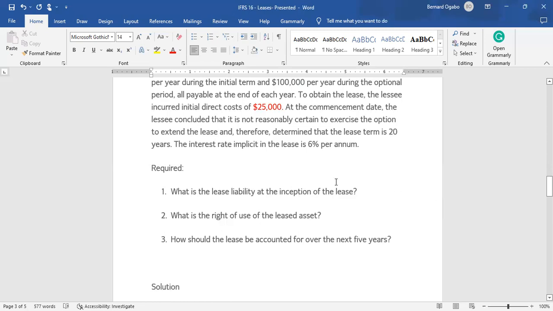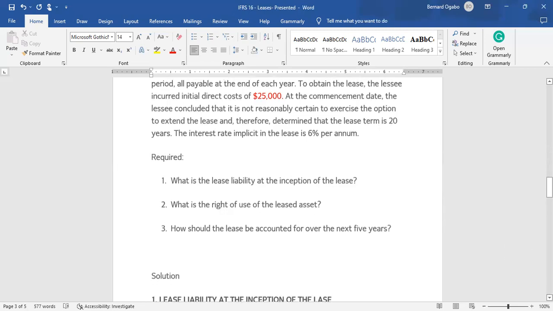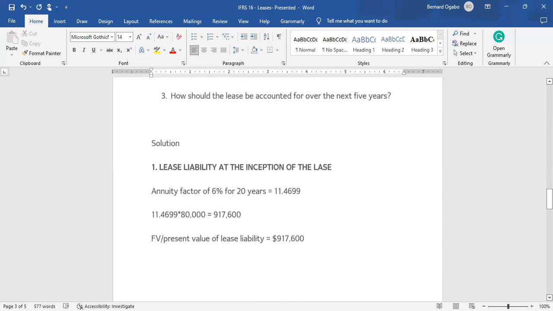So what is the lease liability at the inception of the lease? We have been told that it is the present value of the fixed payment. If you use your discount factor table, because we'll be paying 80,000 per year for 20 years, you go to the cumulative discount factor table and look at 6% in 20 years. The cumulative discount factor for that period is 11.64699. So if you multiply 11.6499 by 80,000, which will be paid every year for 20 years, it gives you $917,600 as the fair value or the present value of the lease liability.